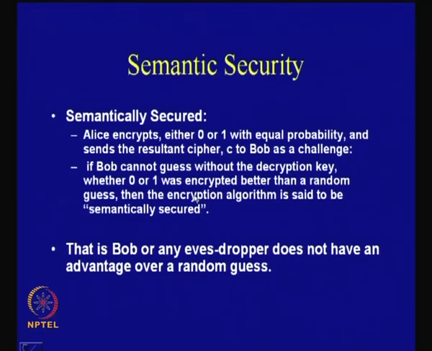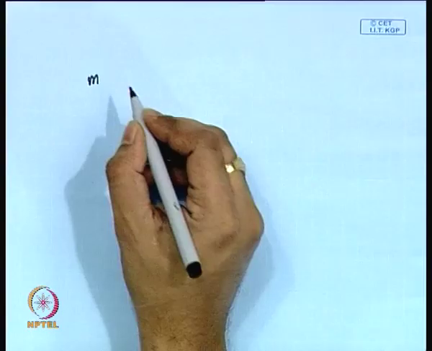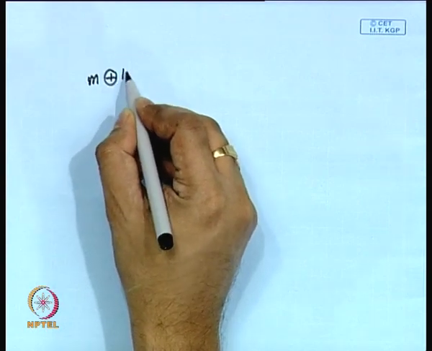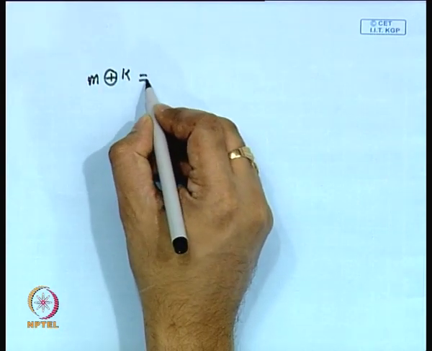Okay, so that's the idea: if he is not able to guess any better than a random guess, then we say that the encryption algorithm which Alice is using is semantically secure. So if you just consider a simple stream cipher, there is a message, and Alice chooses a key value randomly and creates a ciphertext.